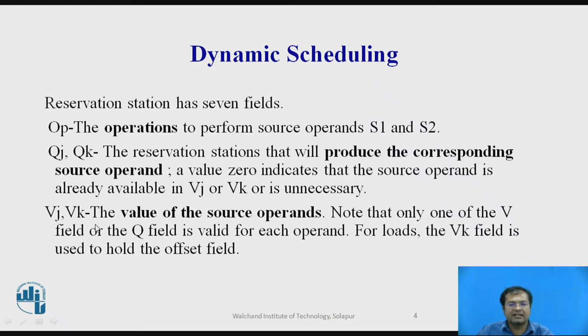Vj and Vk hold the values of the source operands. Kindly note that only one of the V field or the Q field is valid for each operand. For a load type of instruction, the Vk field is used to hold the offset value.